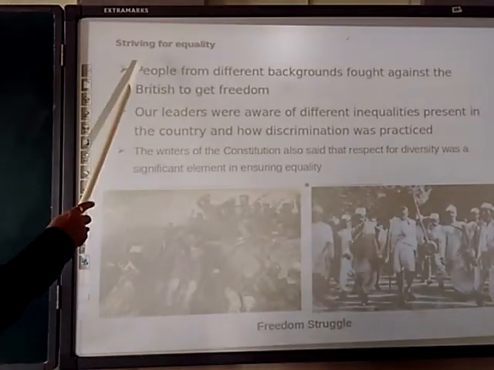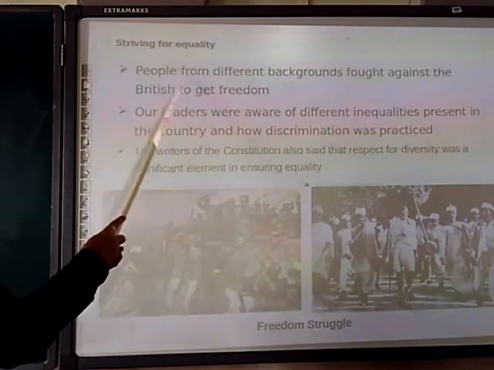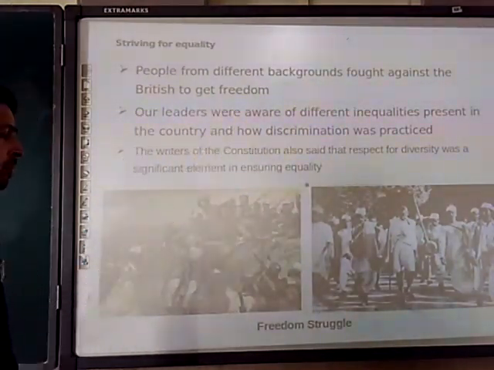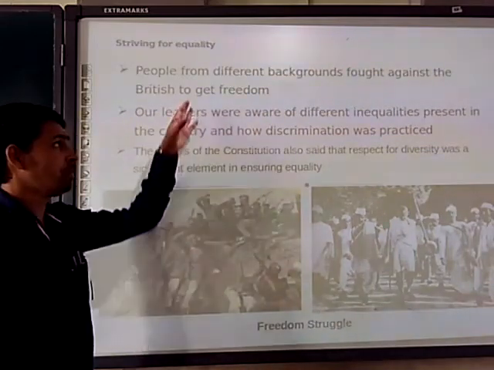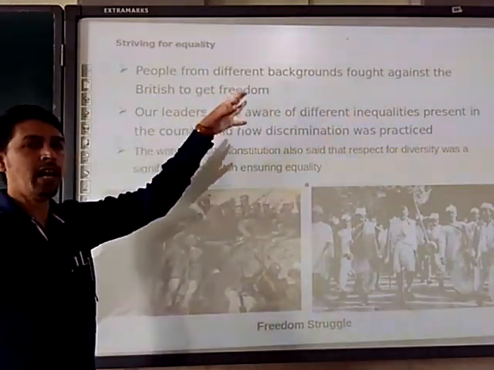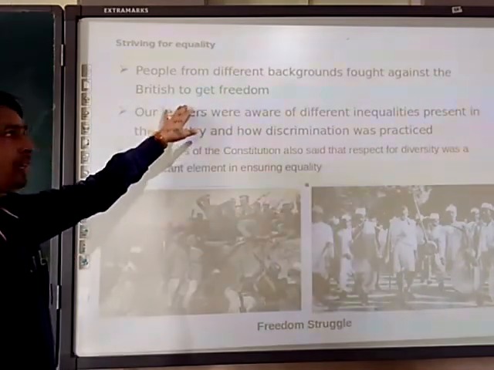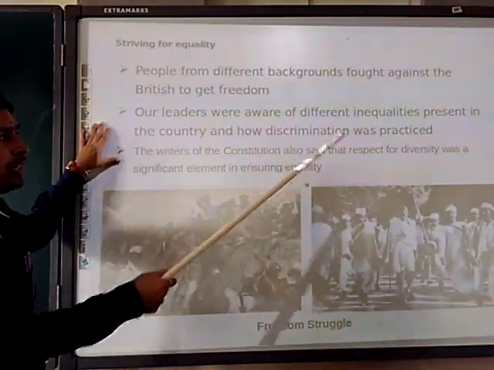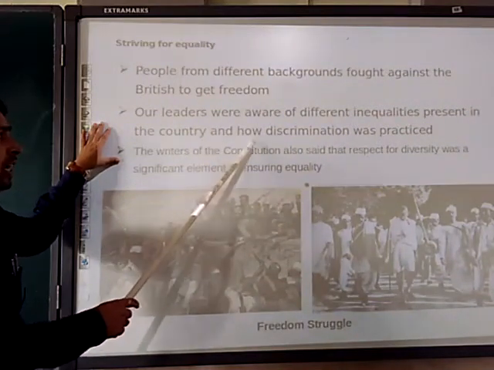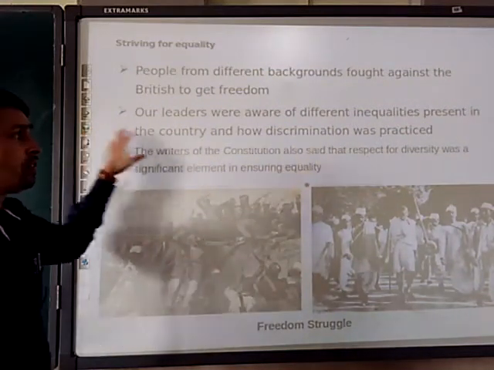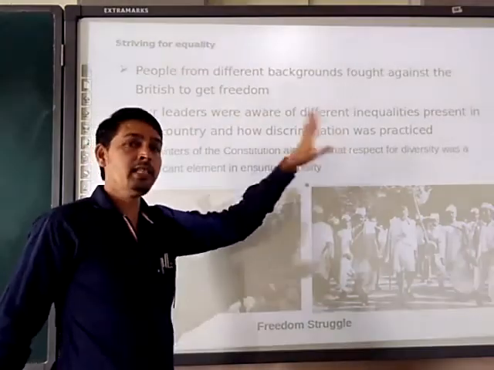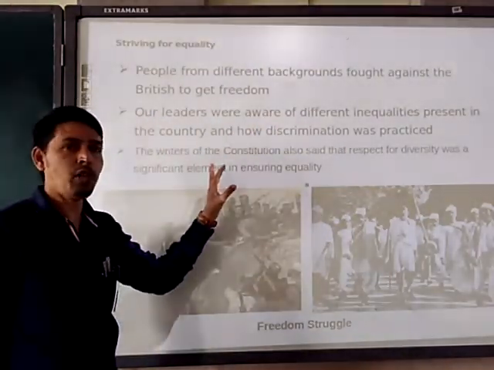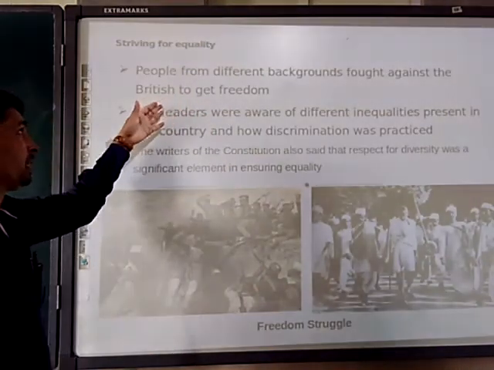First, striving for equality. People from different backgrounds fought against the British to get freedom. That was how people came together and fought for freedom from the British. Our leaders were aware of the different inequalities present in the country and how discrimination was practiced in early India. That was the phase we are talking about.